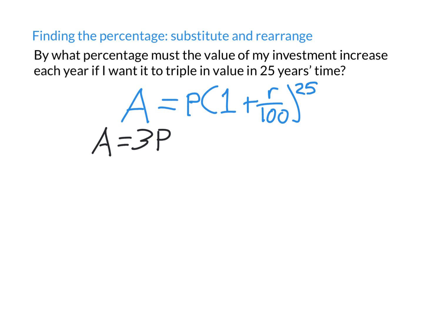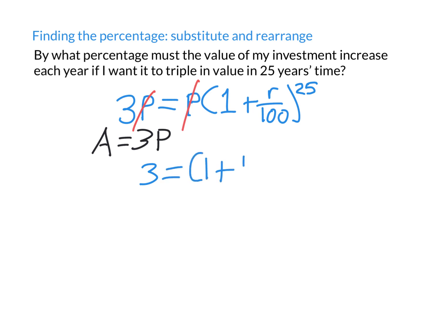It doesn't actually matter whether we start at $1 and end up with $3, or we start at $5,000 and end up at $15,000. It doesn't matter. All we want to make sure is that this number is triple that number there. So I'm going to substitute A for 3P. So if I substitute A for 3P, I get this. So because there's a P on both sides here, I can divide each side by P. So dividing each side by P means I'm left with this equation here.